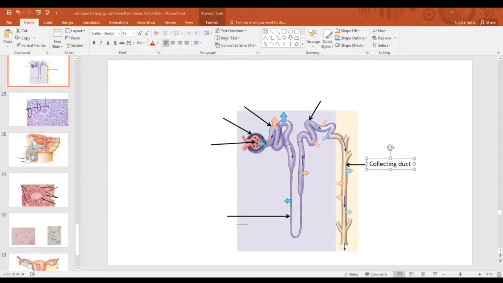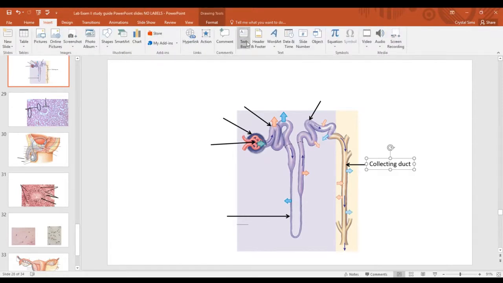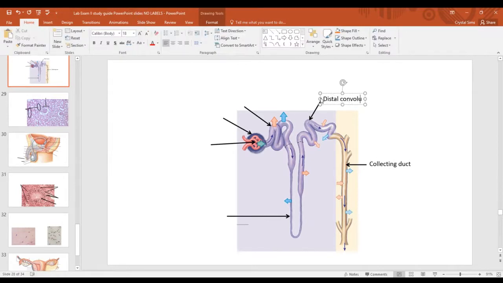So now we've got our nephron here, okay? So for the nephron, let's go ahead and take care of this structure that's all the way over to the right, kind of this brown structure all the way over to the right here. What is that going to be?